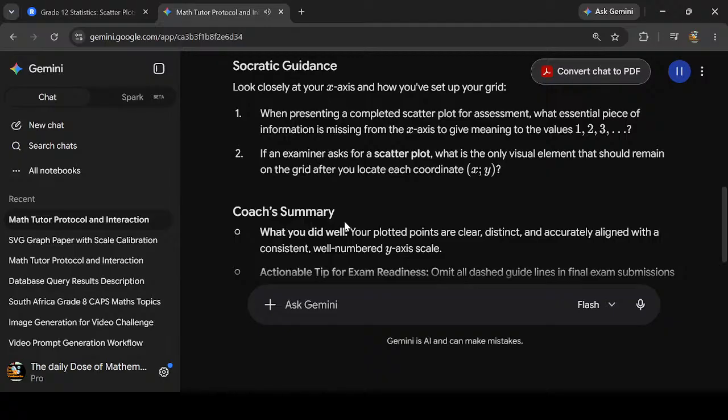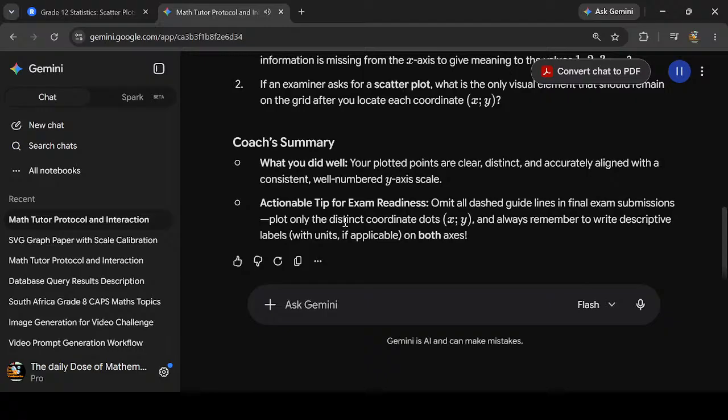Coach's summary. What you did well. Your plotted points are clear, distinct, and accurately aligned with a consistent, well-numbered y-axis scale. Actionable tip for exam readiness. Omit all dashed guidelines in final exam submissions. Plot only the distinct coordinate dots, x, y, and always remember to write descriptive labels, with units, if applicable, on both axes.